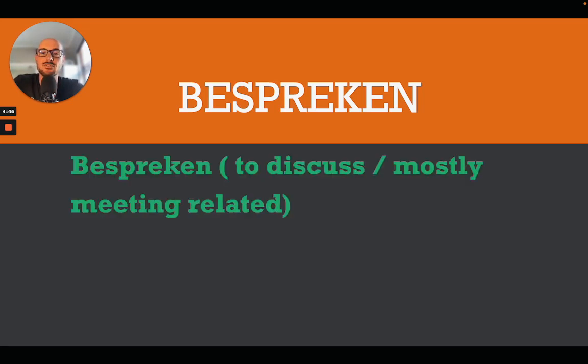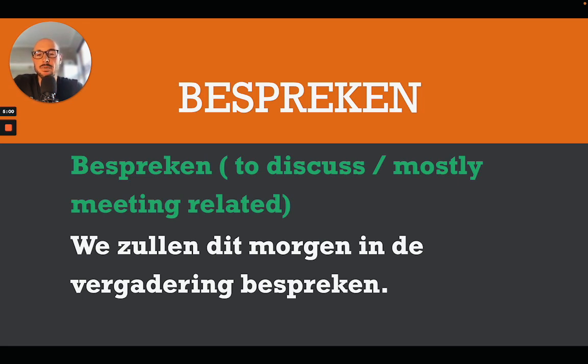We continue with bespreken. Bespreken is actually to discuss. Most of the time when you will use the verb bespreken, it will be in a meeting or in some kind of gathering where you will discuss a topic, right? So if you look at the example, we zullen dit morgen in de vergadering bespreken means we will discuss this tomorrow in the meeting. Again, you can see spreken, it's a little bit more formal. Again, the message which is going to be conveyed is quite important.